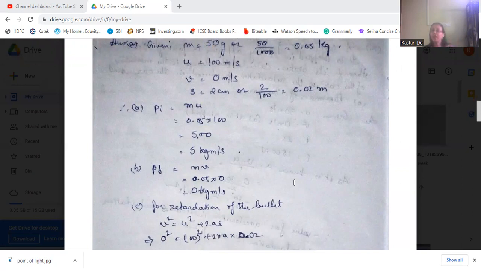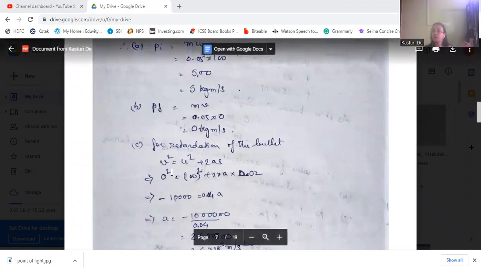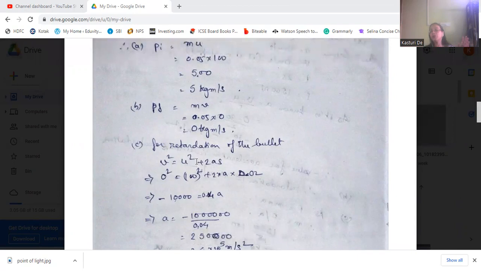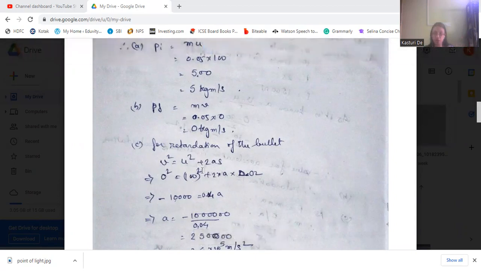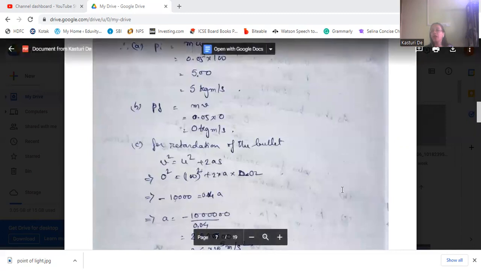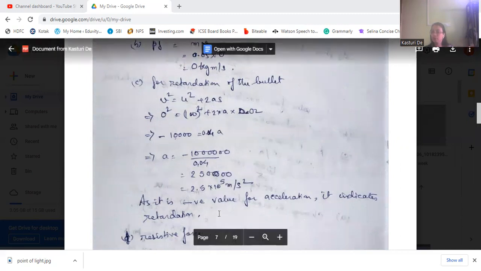Now for retardation of the bullet, that means negative acceleration. The formula we use here is v square is equal to u square plus 2as. Okay. So final velocity is 0 square, initial velocity is 100 square plus 2 into a into distance covered, 0.02. So acceleration will be equal to how much? Minus 2.5 into 10 to the power 5 meter per second square. So the negative value indicates that it is a retardation.